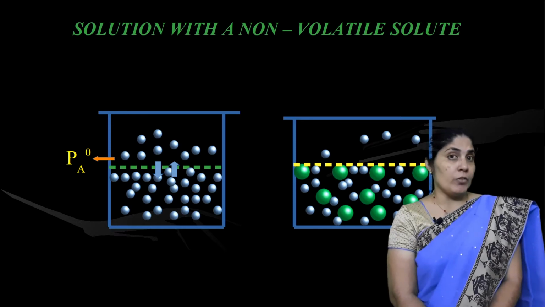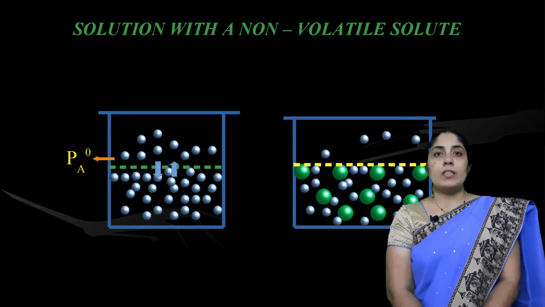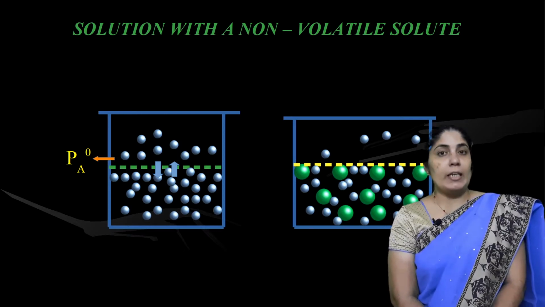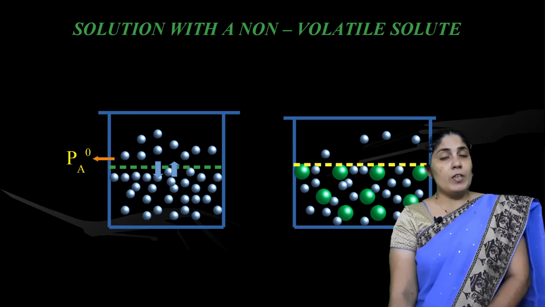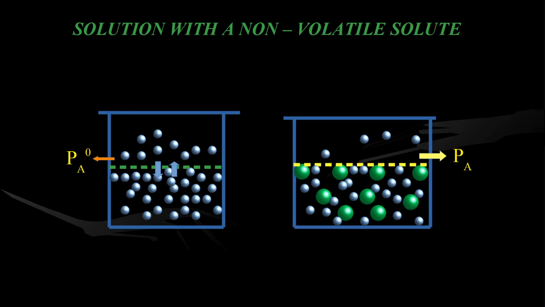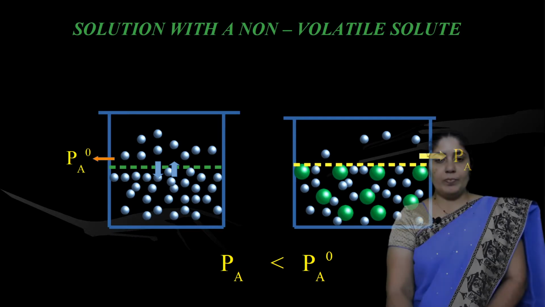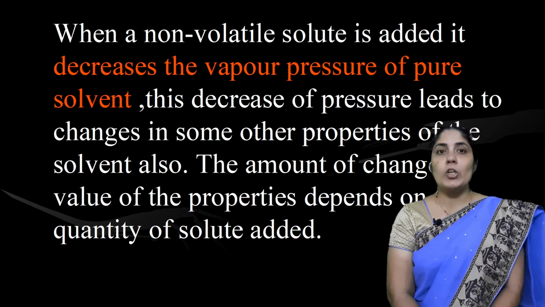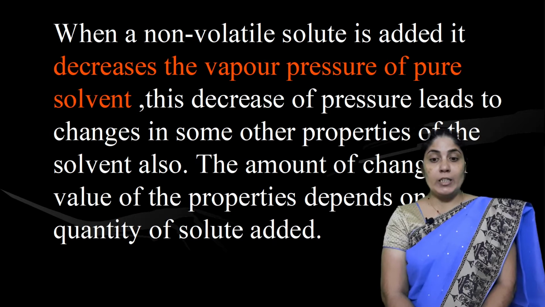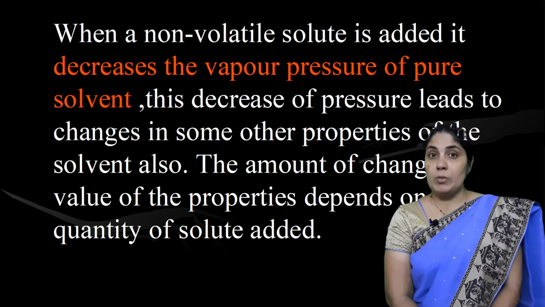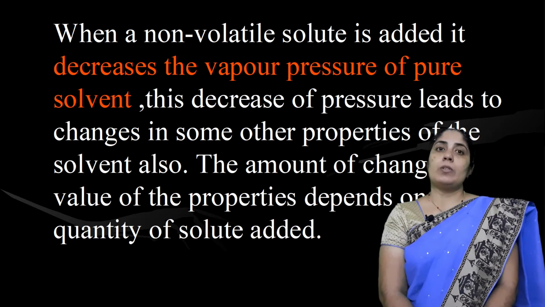From the figure, it is pretty clear that the solute has occupied some of the interface points of the liquid and the vapor state. So, the amount of the solvent getting into vapor state has decreased. If we say that at this condition the pressure noted is PA, then the relation established is PA is less than PA0. To conclude, when a non-volatile solute is added, it decreases the vapor pressure of the pure solvent. This decrease of pressure leads to changes in some other properties of the solvent also. The amount of change in the value of these properties depends on the quantity of solute that is added.